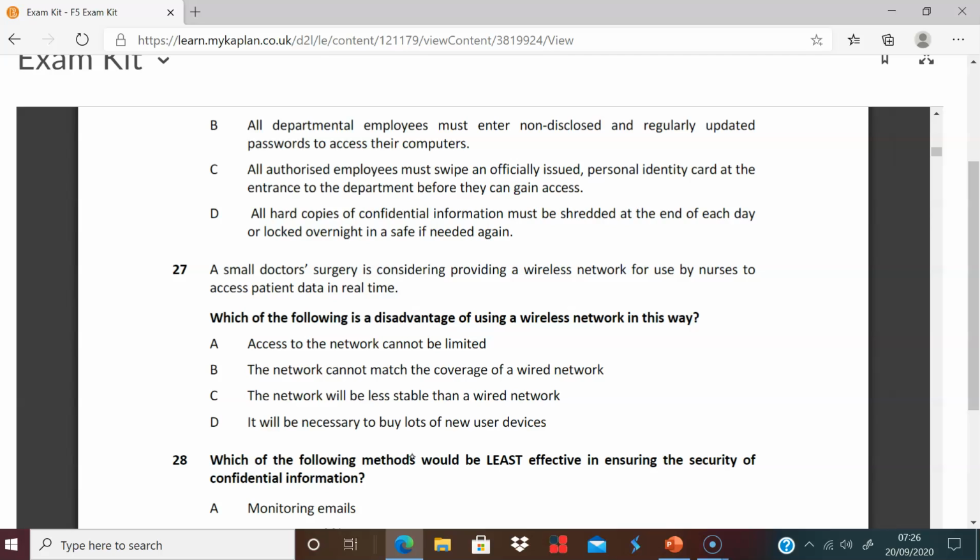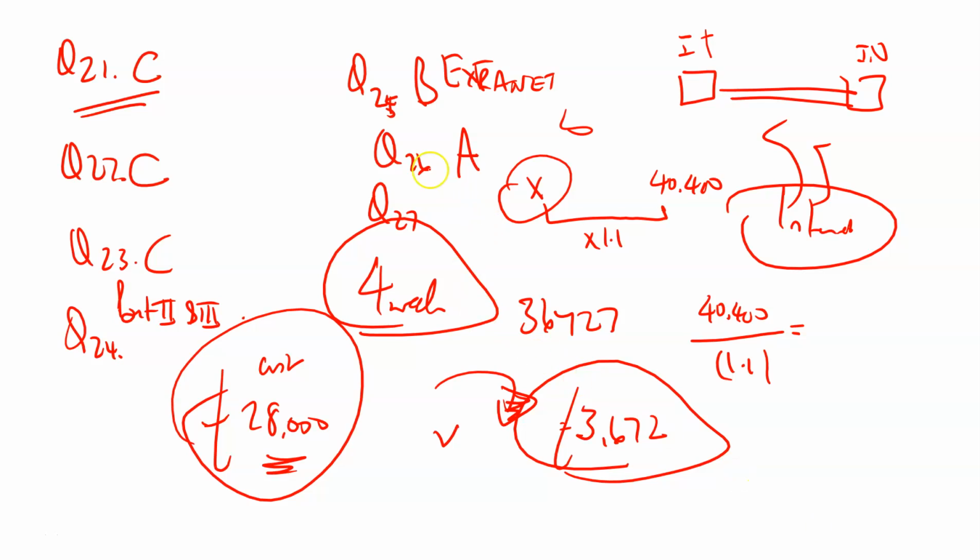You don't need lots of new user devices. It says lots of new. Hopefully that is the key word there. You might, I don't know, but definitely not lots of new. And sometimes you don't even need any. It can be done on existing equipment. They might be able to do it on their phones, or some device they have already. The network will be less stable. That is typically the case about systems going down when it's wireless compared to when it's wired. So typically wireless networks tend to be less stable. So the answer here is C. 27 is C.